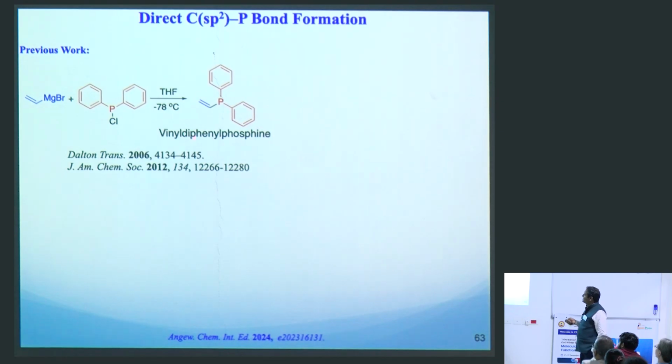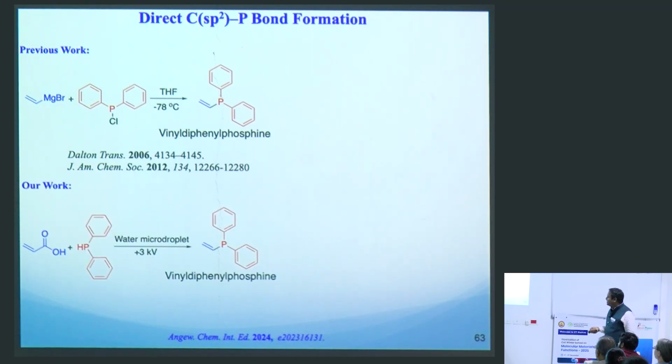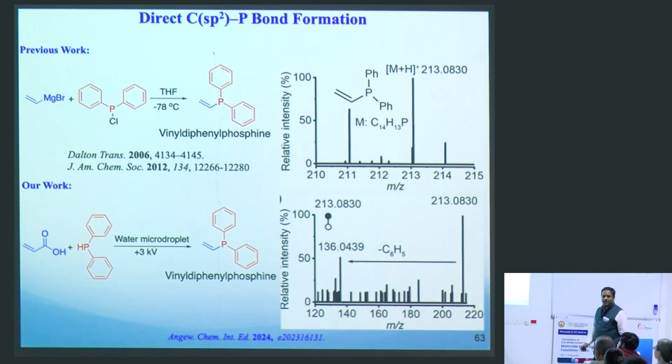If you look in the literature, carbon-phosphorus bonds using Grignard conditions were done at very low temperature, minus 78 degrees Celsius. Doing Grignard with vinyl systems is challenging. But by using the microdroplet, just water, and applying a slight voltage, taking these two starting materials, even here the phosphine is not activated, we are able to get the carbon-phosphorus bond formation product. Those products we are able to identify by using mass spec, and tandem mass clearly tells the product formation.